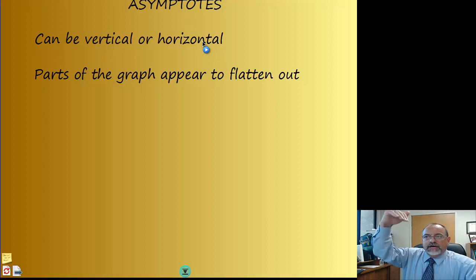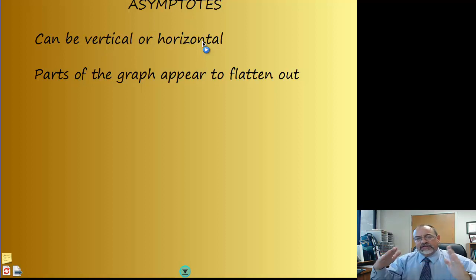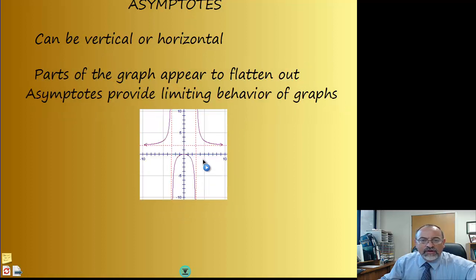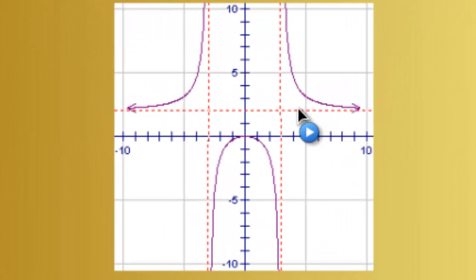So the graph comes down, it flattens out. It doesn't cross, it doesn't go down, it just kind of appears to flatten out. And this can flatten out as it's going vertical or as it's going horizontal. The asymptotes provide what we call limiting behavior for the graphs. Limiting behavior of the graph. In other words, it limits where the graph can go.